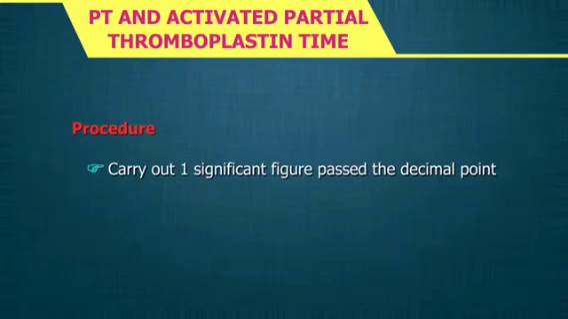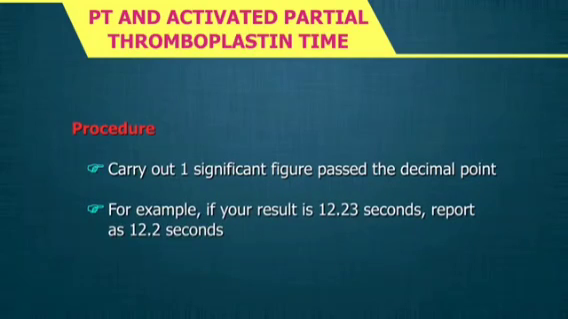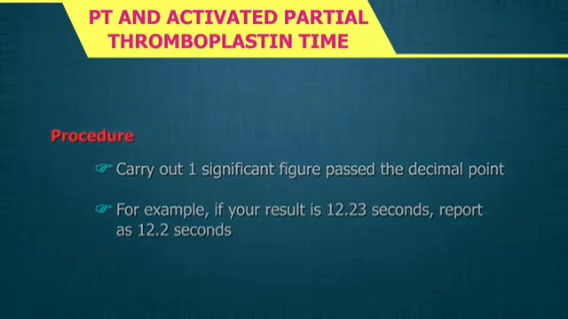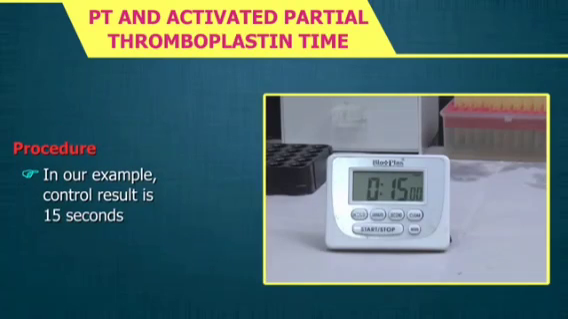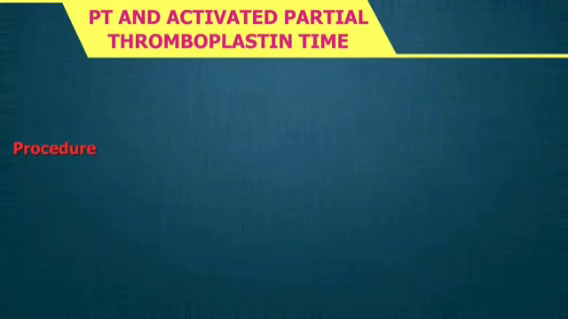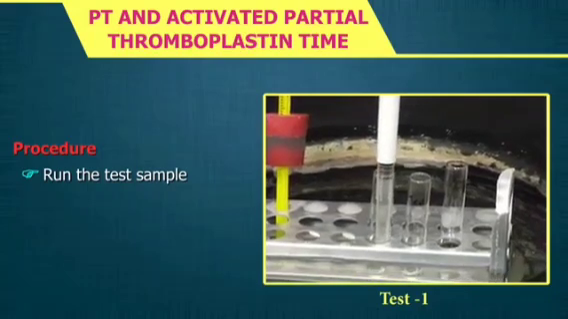Carry out one significant figure past the decimal point. For example, if your result is 12.23 seconds, report as 12.2 seconds. 9. In our example, the control result is 15 seconds. 10. Similarly, run the test sample.